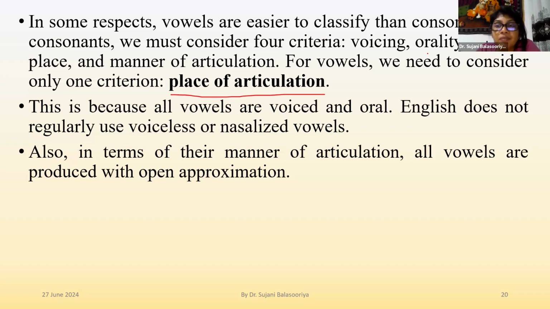And talking about the velum posture, all the vowels are oral vowels. We don't talk about the manner of articulation in relation to vowels, but about place of articulation. According to the place of articulation, we have different vowel sounds. Actually, all vowels are produced with open approximation. Open approximation means without any blocking of the airstream. The airstream freely flows. That is related to the manner. So it is only in place of articulation that we can find the different types of vowel sounds.